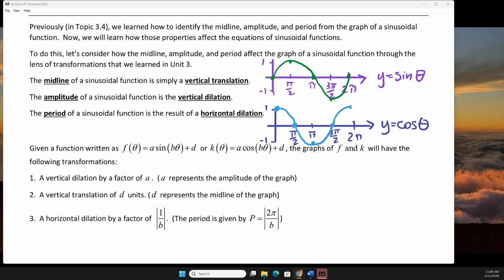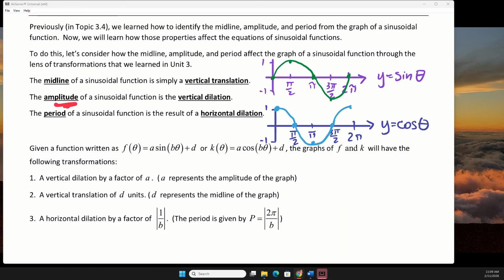Okay, and so a midline, like we talked about yesterday and the day before, it's going to correspond with a vertical translation. So the midline of the parent functions is 0, but if that is shifted up 2, that's going to shift the midline up 2. If it's shifted down 4, that's going to shift the midline down 4. So they are always correlated.